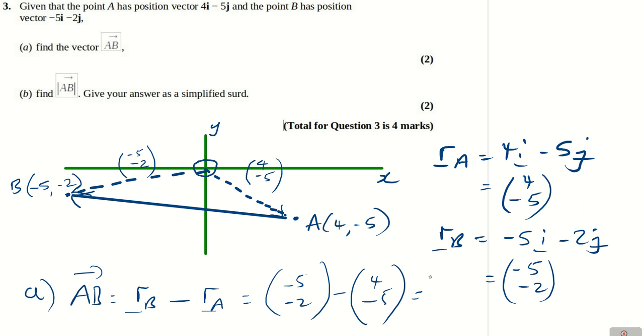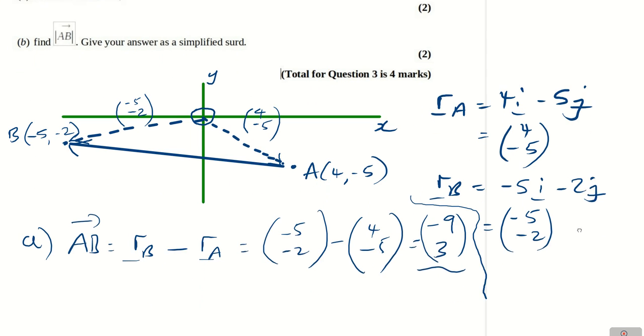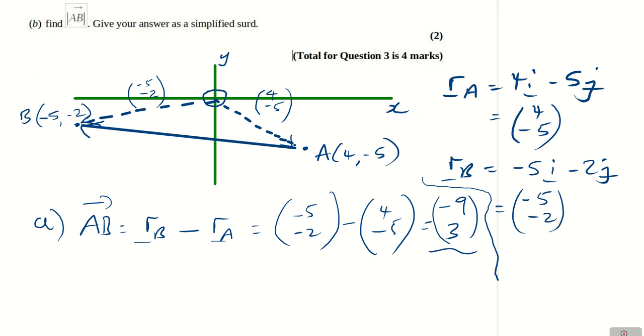Minus 5 minus 4 is minus 9. Minus 2 minus minus 5 is minus 2 plus 5, which is 3. So we've actually done it now. Sorry, that's a bit confusing. We've done it. If we want to write it in the way that they've written the question, we can write it as minus 9i plus 3j.